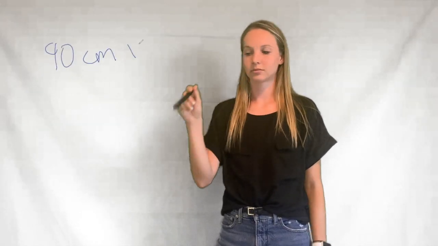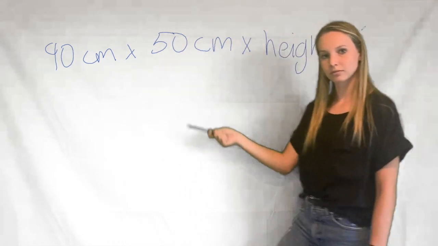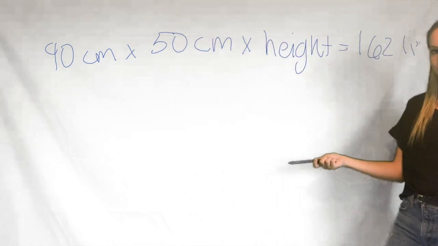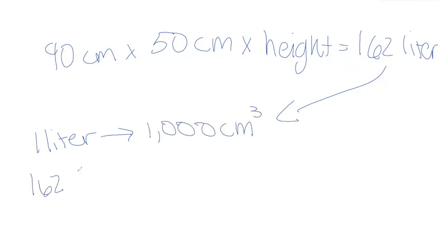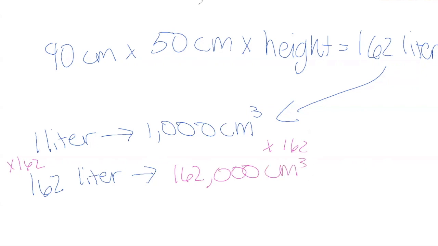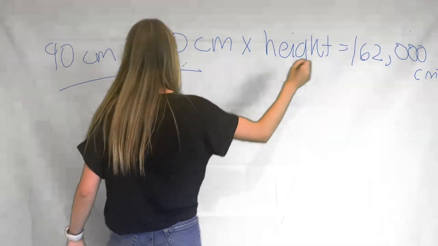So now I'm going to create an algebraic expression: volume of water equals length times width times height, and plug in the numbers we got for each. So I got 90 centimeters times 50 centimeters times height. Now we do know that we need to have the same form of measurement, and that's why we converted liters to centimeters cubed, and we got 162,000 centimeters cubed for converting the 162 liters. Once we plug in 162,000 centimeters cubed for the volume, we realize that we are missing the height. And we can represent height again as h, as we did in the last problems.